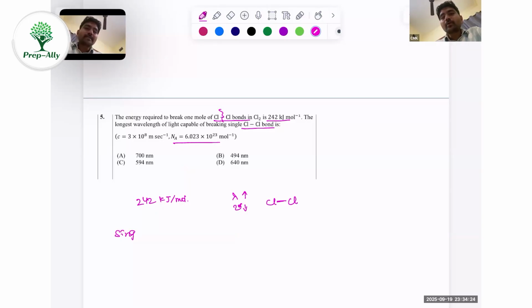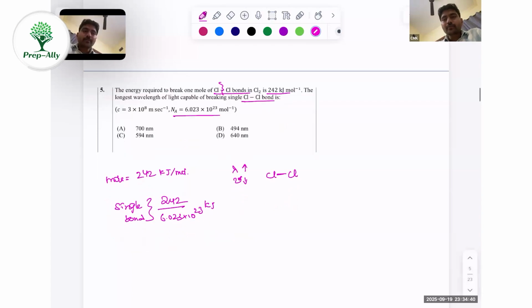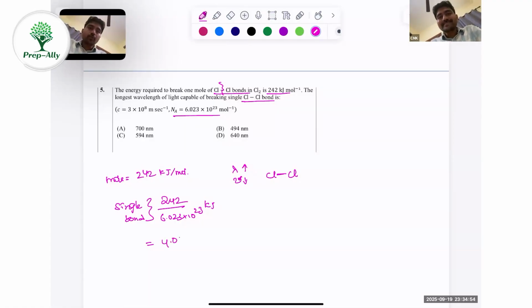The bond energy of 1 mole of Cl-Cl bonds is 242 kilojoules per mole. For a single bond, we divide 242 by Avogadro number, 6.023 into 10 to the power of 23. If you solve this value, we get 4.017 into 10 to the power of minus 22 kilojoules. So this is the value we are getting.